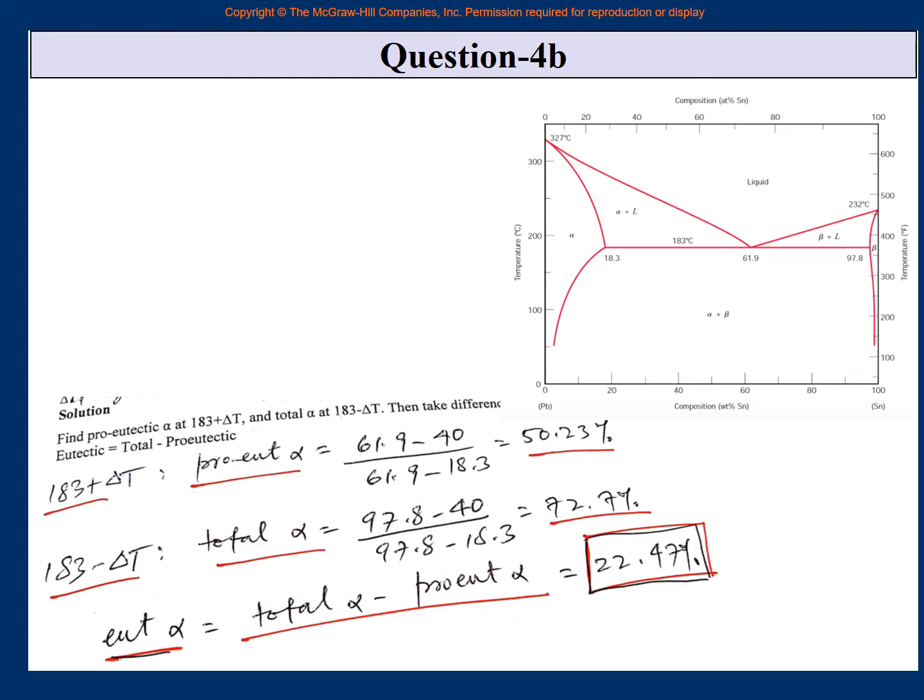Remember this small thing: whatever you find at this point is the total alpha. Remember there is pro-eutectic alpha, and there is eutectic alpha. So eutectic alpha is total minus pro-eutectic. This is the key. Any alpha formed here is total alpha. So if you want to find the eutectic alpha, then it is this total alpha minus the alpha formed above. So you have to do a calculation just above 183 and a calculation just below 183. And when you do both of them, which is now very simple, then your answer will be there.